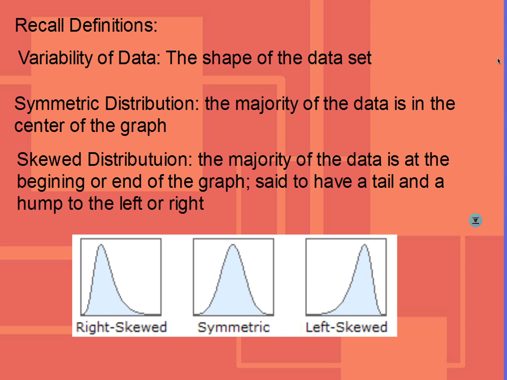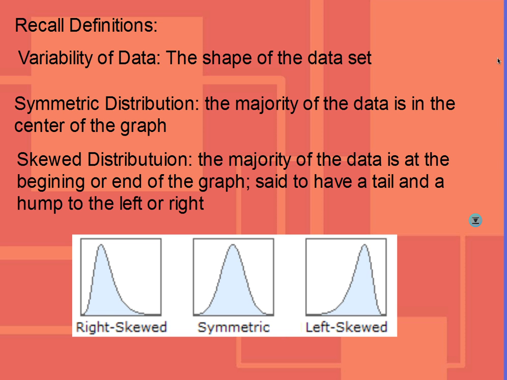Variability of data, that is the shape of the data. Symmetrical distribution, the majority of the data is in the center. Skewed distribution, the majority of the data is at the beginning or at the end, and is said to have a tail and a hump to the left or the right.